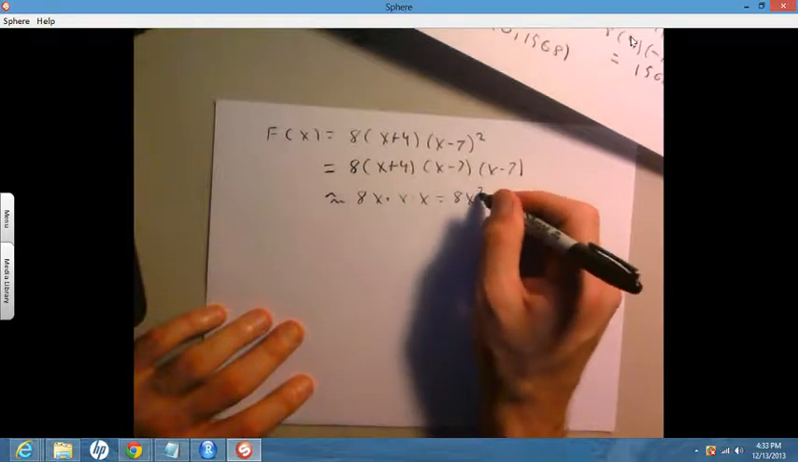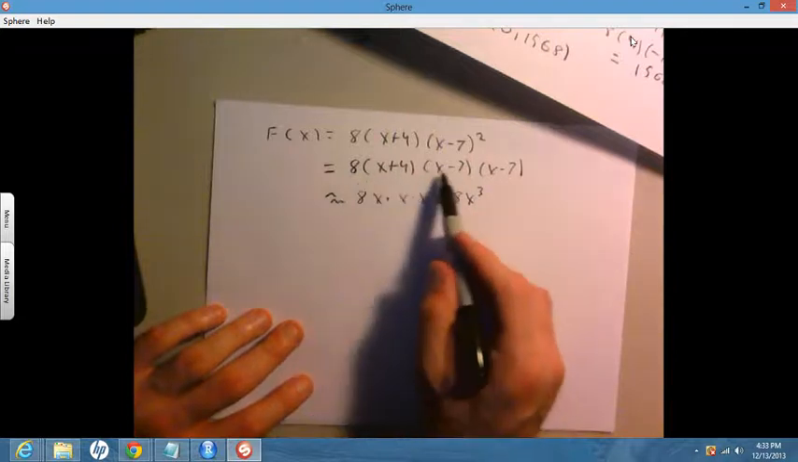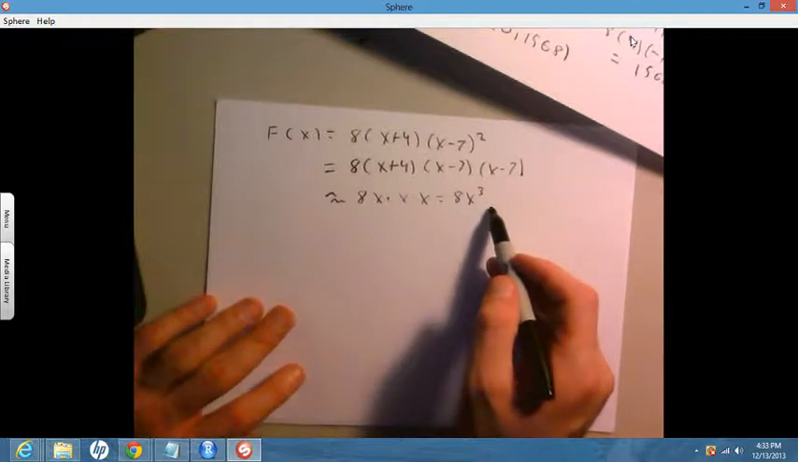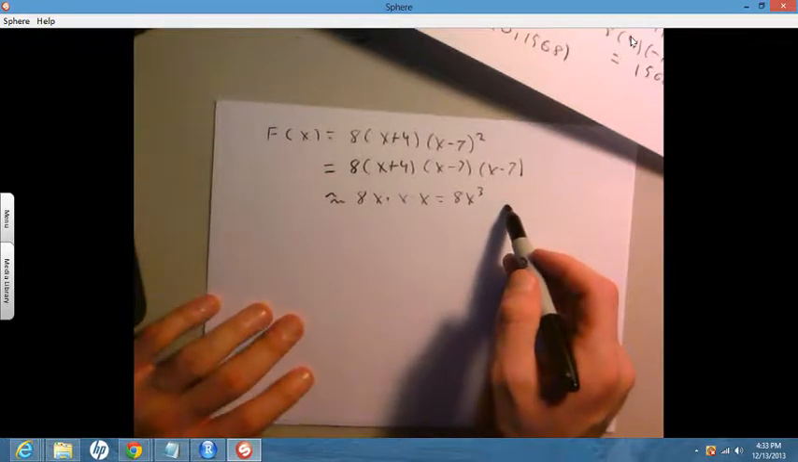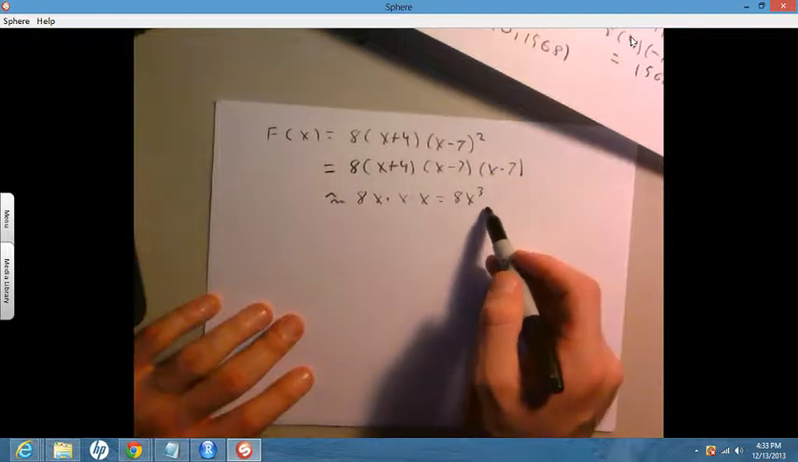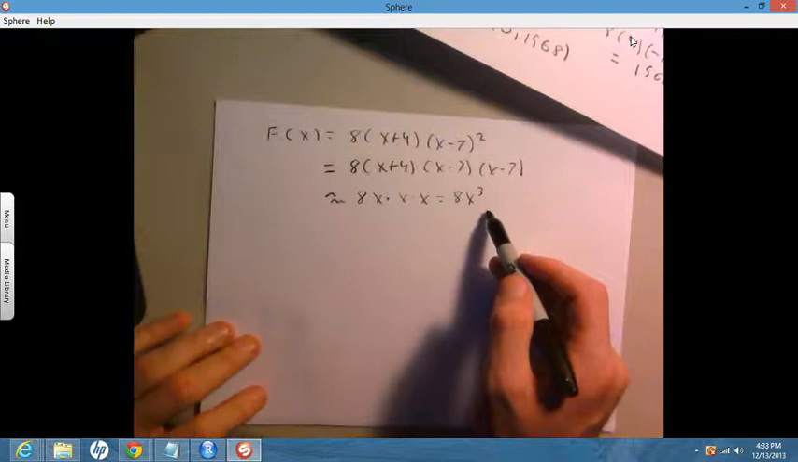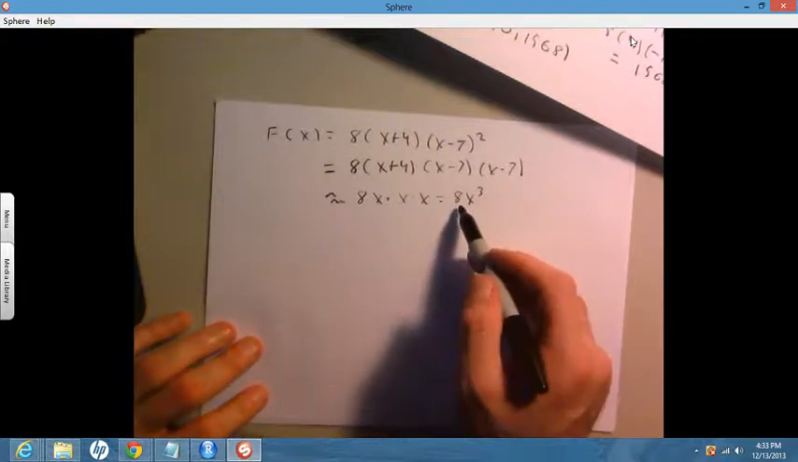If I multiply this whole expression out, the highest order term I would have would be 8x cubed, plus or minus something x squared, plus or minus some x, plus a constant. But for large values of x, it's roughly x cubed. It's a little trick. And so for the leading coefficient test, the coefficient is positive.